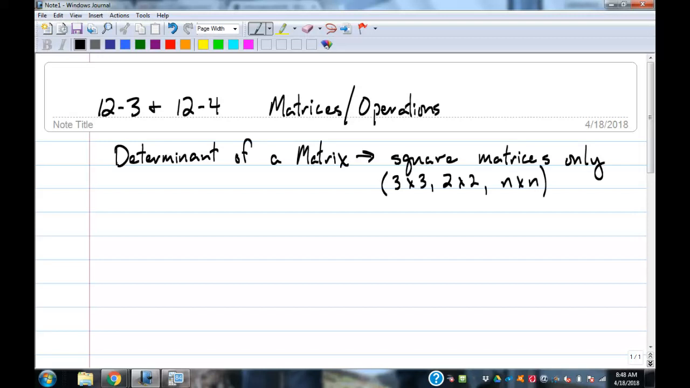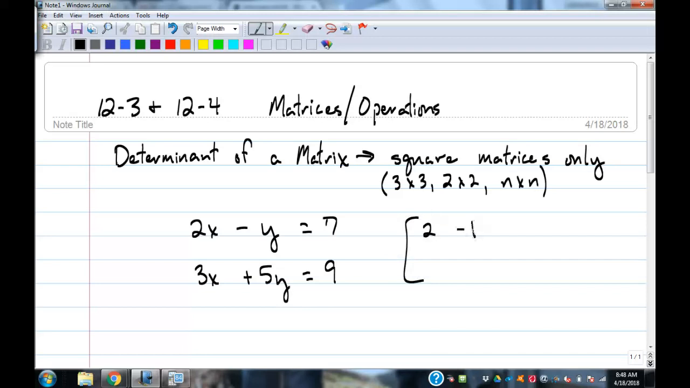And when you're dealing with matrices and systems of equations, if you relate it back to what we did yesterday, if you took the coefficient matrix, so just the numbers that are in front of the letters for a system of equations. So if it's a two variable system, maybe it's 2x minus y equals 7, and then 3x plus 5y equals 9. If you took just the coefficients of the letters, 2, -1, 3, and 5, that creates a square matrix, right?